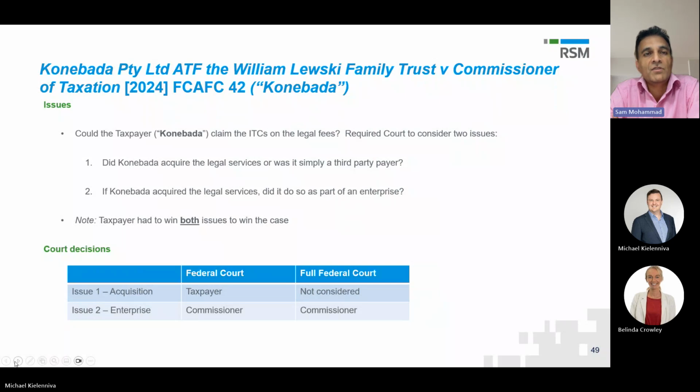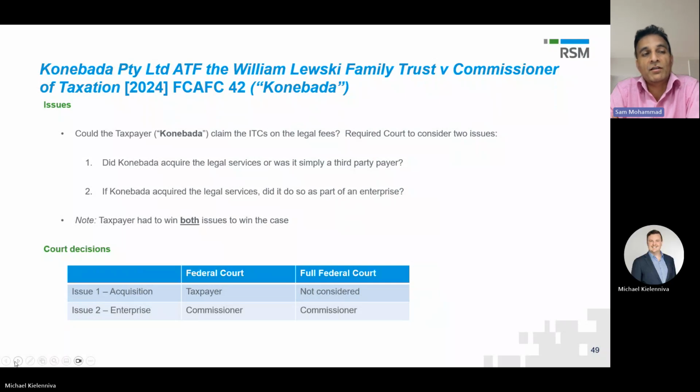The second question around enterprise, the court held that simply incurring a cost is not the enterprise. So the fact that the trust went out of its way to engage lawyers and other advisors was not in and of itself an enterprise. Now, interestingly, the trust did actually carry on an enterprise, which was completely unrelated to this legal services arrangement. It provided various advice to retirement villages and home care operators in respect of their operations. So that's got nothing to do with this.